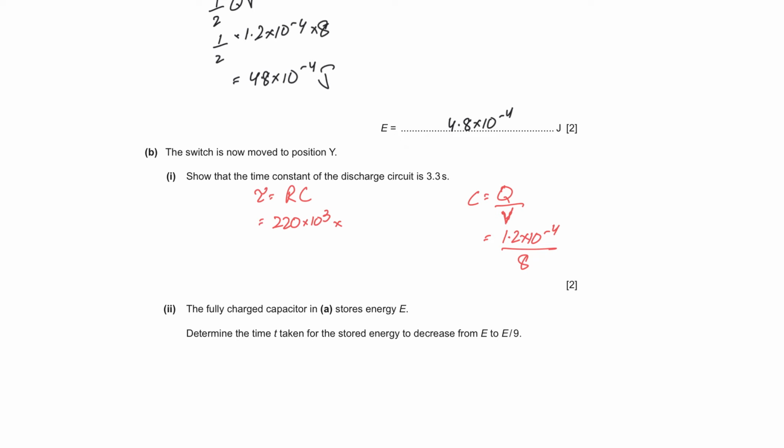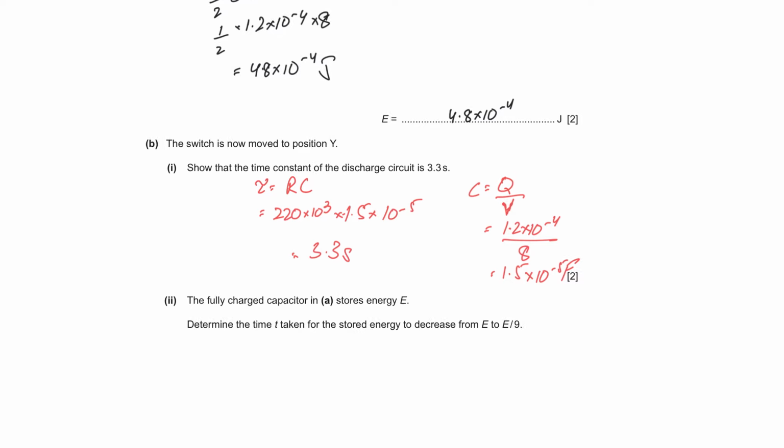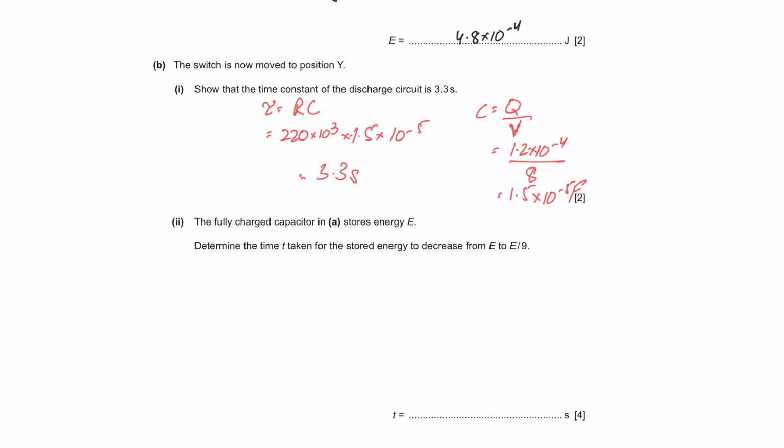The capacitance that we get is 1.5 × 10^-5 farads. The time constant is 3.3 seconds. Part 2 of the question says the fully charged capacitor in A stores energy E. Determine the time taken for the stored energy to decrease from E to E by 9.